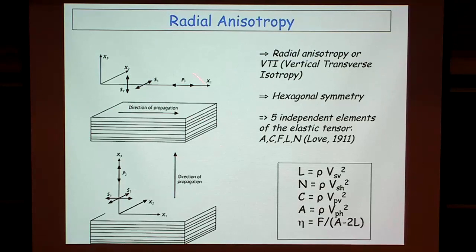In this case, it turns out this can be described with 5 independent elements of the elastic tensor, which were named by Love in 1911 as A, C, F, L, N, and we use this notation very much. Some of these can be related directly to the velocities of particular waves. L is related to the velocity of propagation of a vertically polarized shear wave. N is related to the velocity of a horizontally polarized shear wave, and similarly for PV and PH. The fifth parameter, F or eta, describes some properties in intermediate directions.